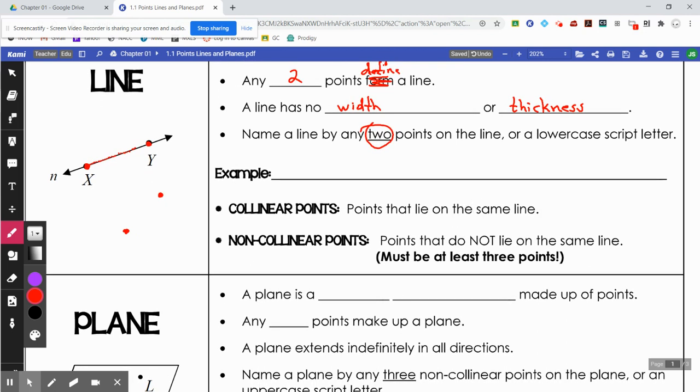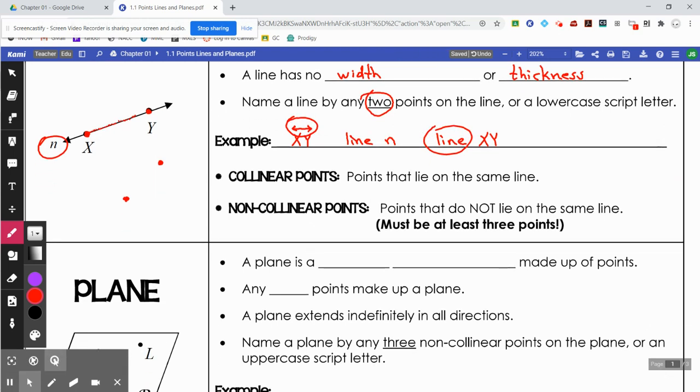Here's some examples. You can call this line XY since that's the only 2 points on the line. Now above it, you need to actually draw a picture of a line. So that would be line XY. You could call it line n because of the lowercase n that's on it. Or you could just actually write out line XY. But it does have to actually have the symbol or the word in front of it.